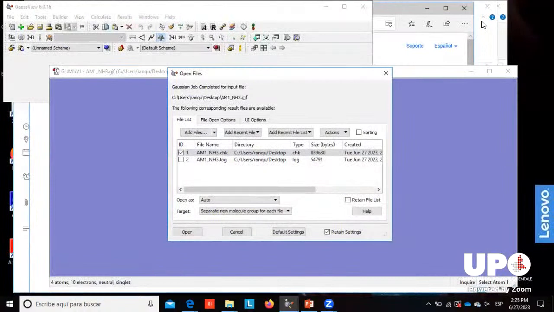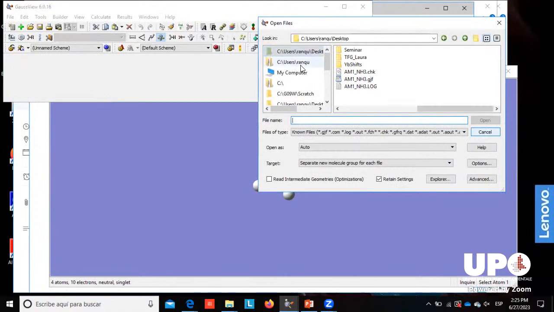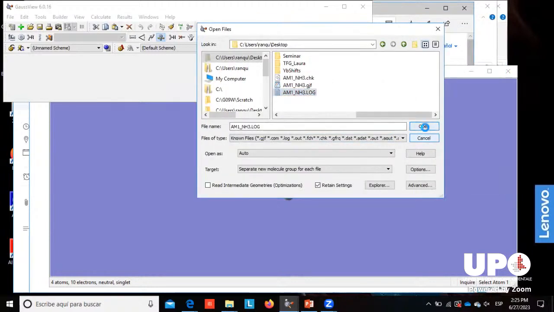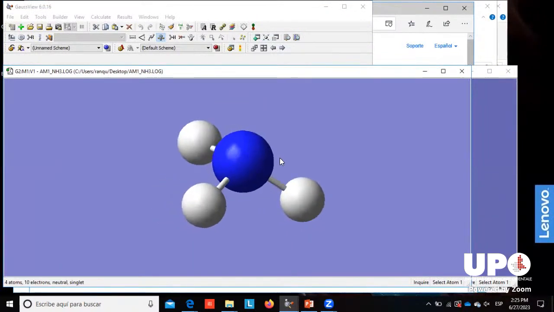Do I need to minimize everything? Well, maybe close this. And maybe it's faster like this. Yes, so in the same directory, you see that I have a file with an extension log that contains my results from this calculation. So you can open the log file with GaussView. And now you will have here the optimized geometry, okay?